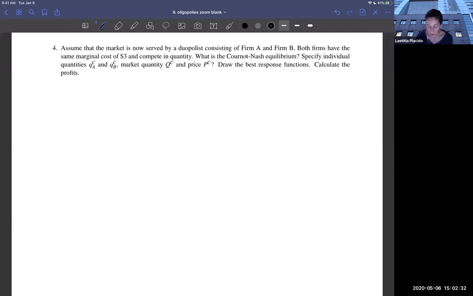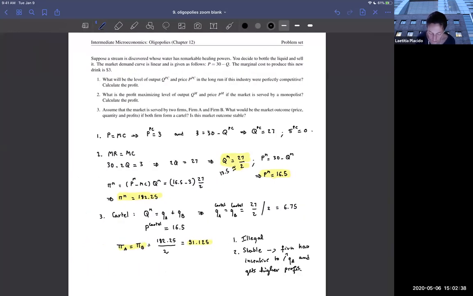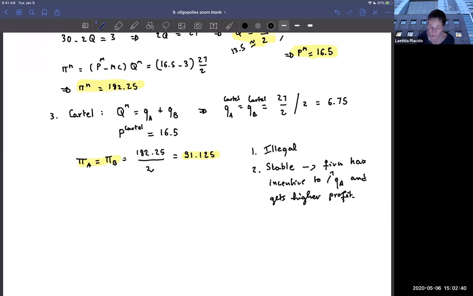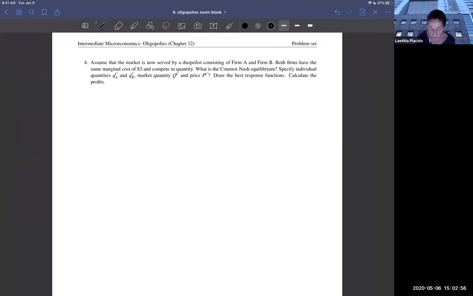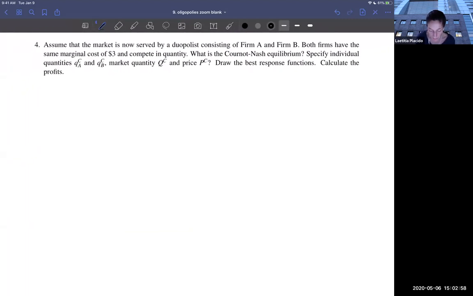Okay, so how do we determine what we call the Cournot-Nash equilibrium? Okay, so in other words, the cartel equilibrium here is unstable. So this is not a Nash equilibrium. Okay, this is not a Nash equilibrium. And what we are looking for now is what would be a stable market outcome. And this stable market outcome will be a Nash equilibrium. Okay, so let's move to this.